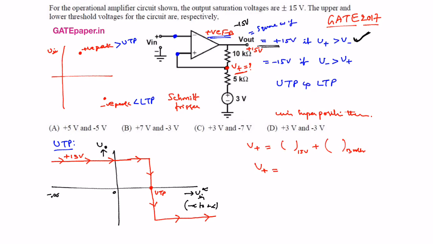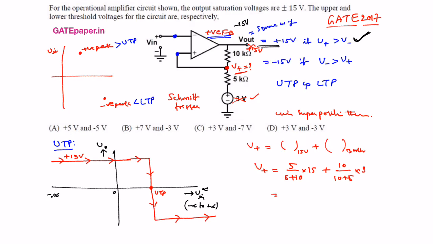V plus is equal to plus 15 volts. If you consider the voltage at V plus, it is the voltage across 5 kilo ohms. By that time you assume that 3 volts is grounded. So this will be equal to 5 divided by 5 plus 10 into 15, plus, if you assume 3 volts, 15 volts will be grounded, then it will be 10 divided by 10 plus 5 into 3.